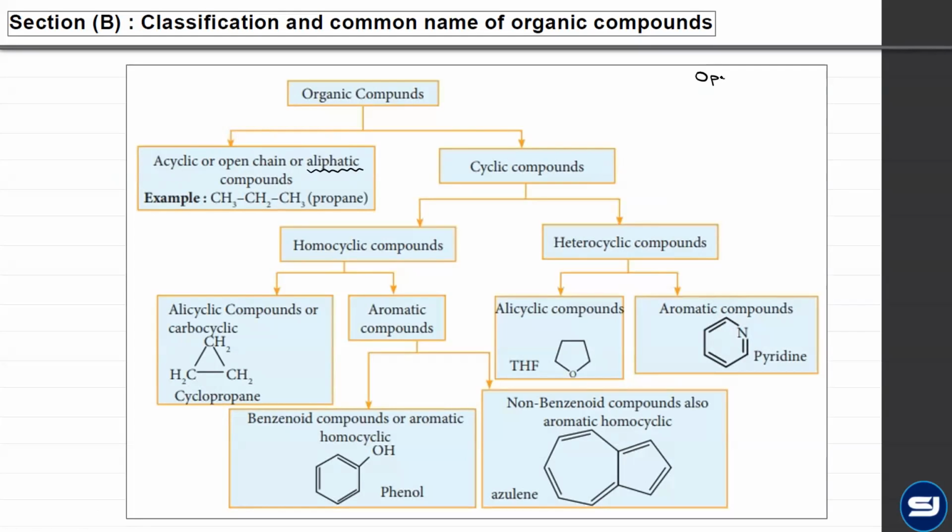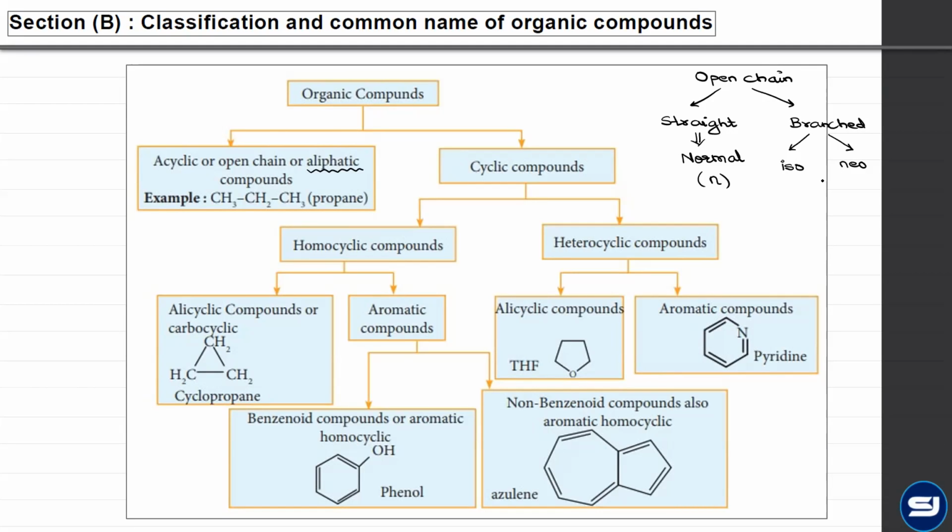Now, within the open chain or acyclic, the carbon atoms can be linked either in a straight chain or it can be branched. Now, the straight chain compounds are given a prefix n because they are also called normal compounds. Hence, there is a prefix of n given. And branched, they can be further classified into iso and neo.